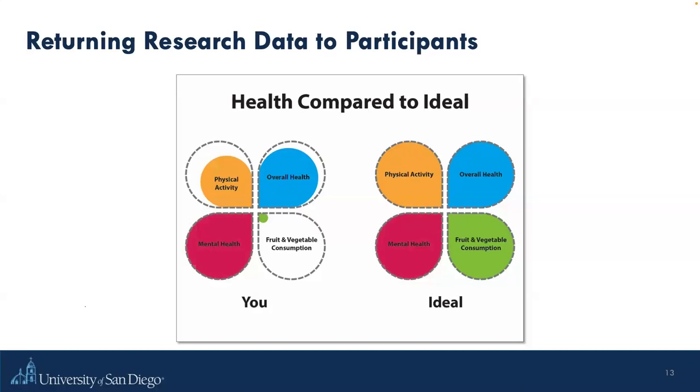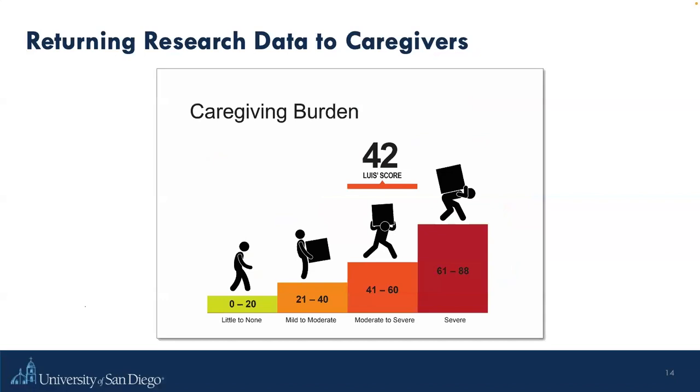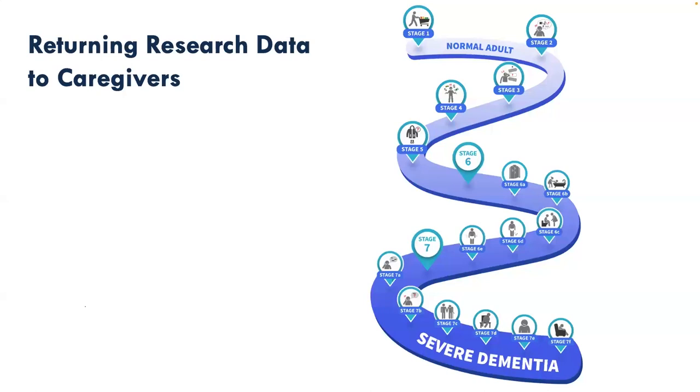We've also done a study to return research data to participants. In this case, this is for the Zarit caregiving burden interview. And this particular project was for Hispanic family caregivers of persons with dementia. So if I say to you, you have a score of 42, maybe not that helpful, but if you see it like this, then you can help to interpret what that means. As part of that project, we also created this stages of dementia roadmap to help the caregivers understand their loved one's functional stages of dementia. So that's the Alzheimer's Association funded project that I've been working on. We've been creating an app for that.